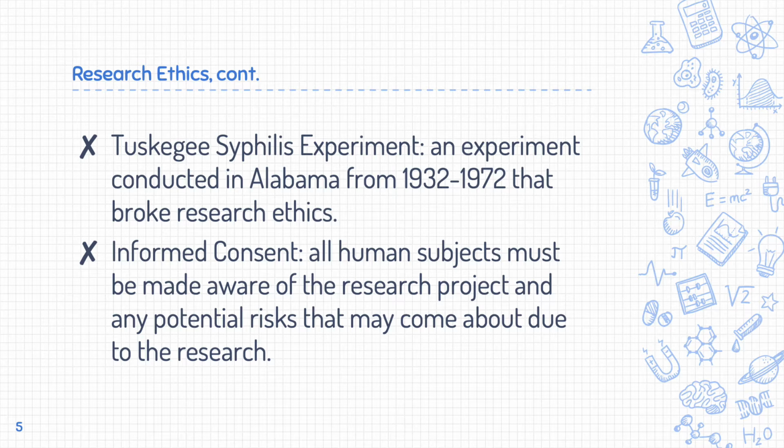This brings up the point of informed consent. Informed consent requires that all human subjects be made aware of the research project, what they will be subjected to, and any and all risks that may come about due to this research. Human subjects that were used in the Tuskegee syphilis experiment weren't made aware of these risks. They were not made aware of really what the project was. They just believed that they were being tested on their health.